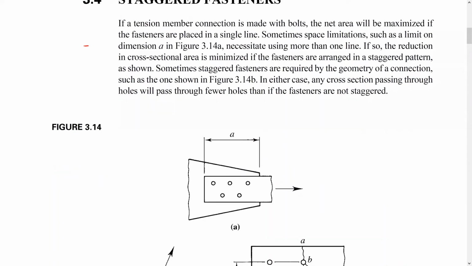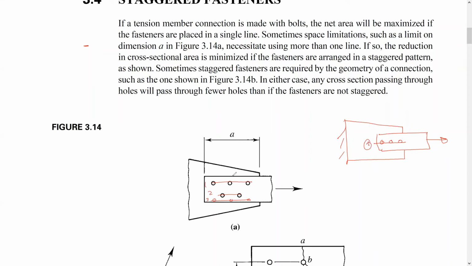So if we have a tension member connected to, let's say, a cast plate or whatever, one single line is like this. It's one line. It might be 3 bolts or more. Two lines is like this. We have 2 lines. Sometimes they might be 3 lines. So this is 1, 2, 3, and this is one line.